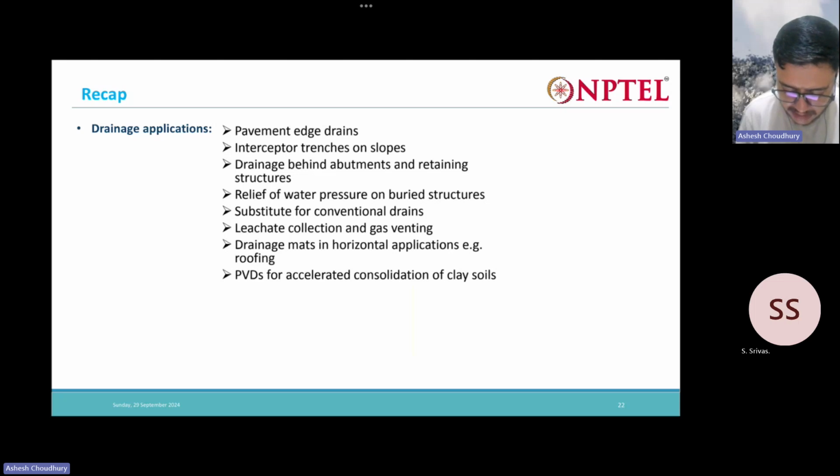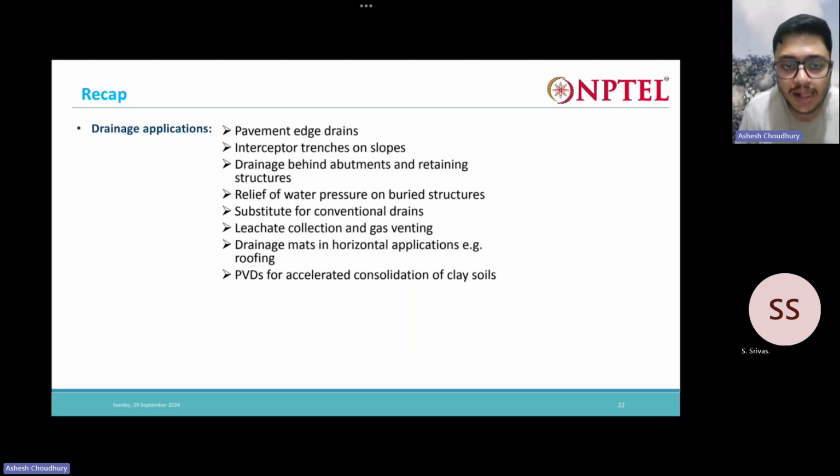Now, what are the drainage applications? Pavement edge drains, as we already saw. Then interceptor trenches on slopes. So we have a slope, and at the base of the slope we put a trench, an interceptor trench. The water will come and drain into the trench.